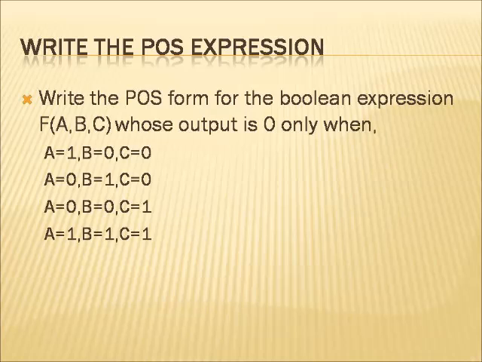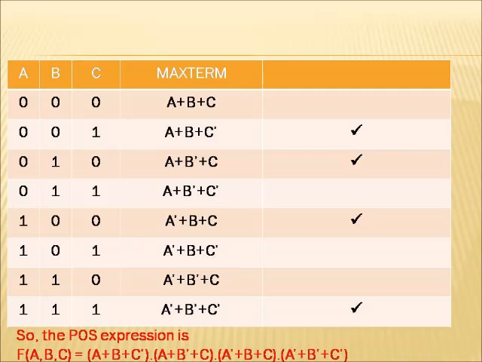The values of these Boolean variables a, b and c are given. So actually we have to write the POS expression using the given values of a, b, c, right? Here we have to find the corresponding POS expression for the given set of values. So for that, first we have to prepare the truth table for the three variables a, b and c.